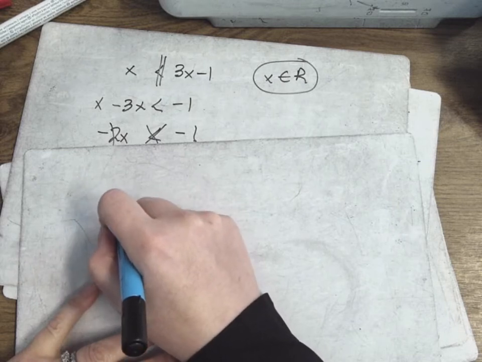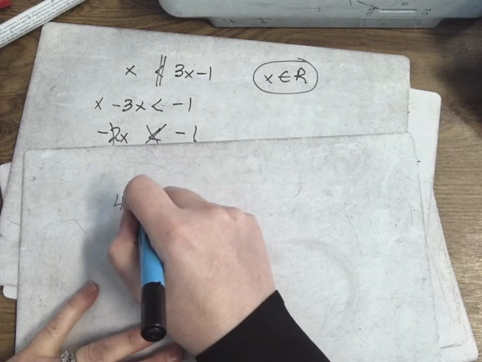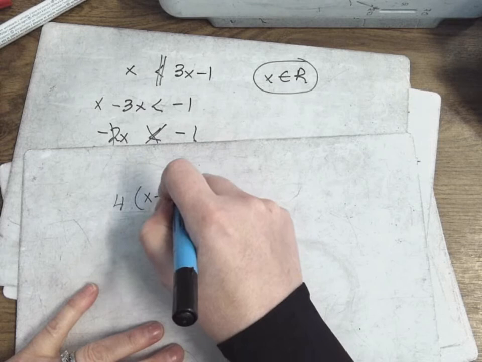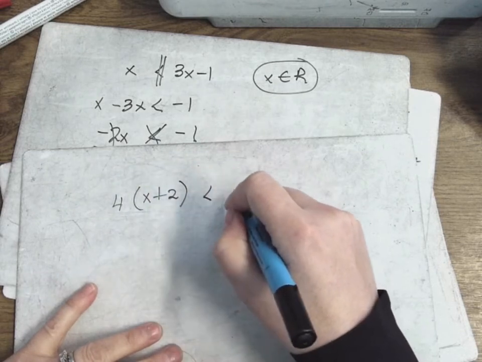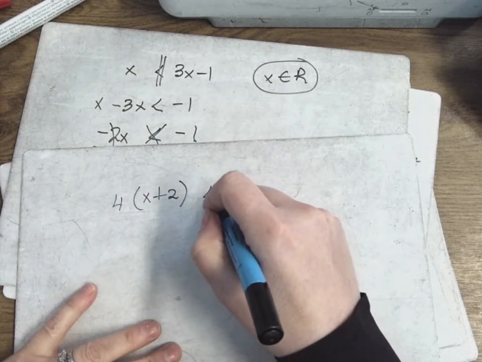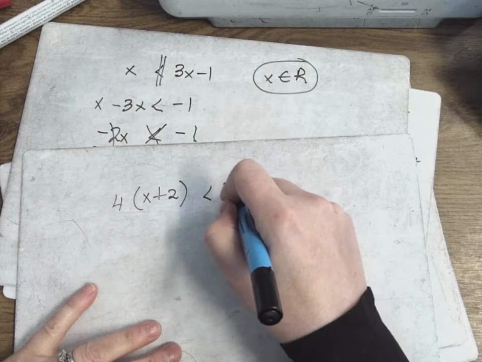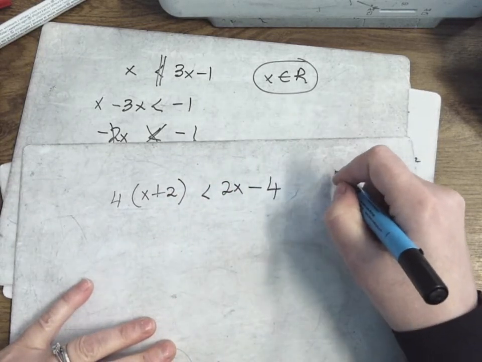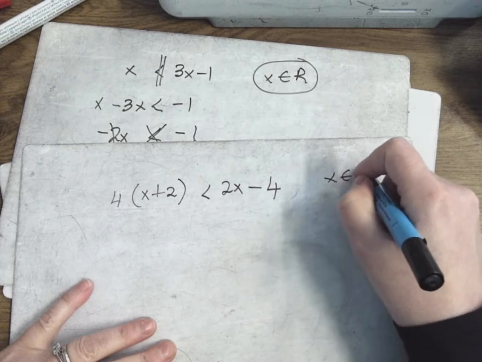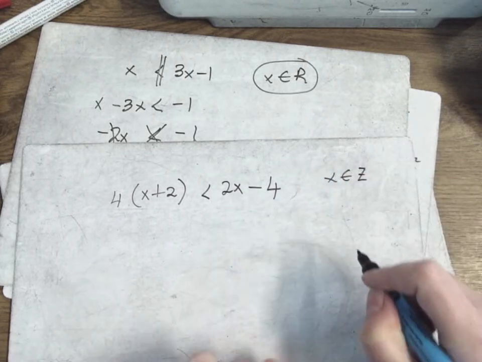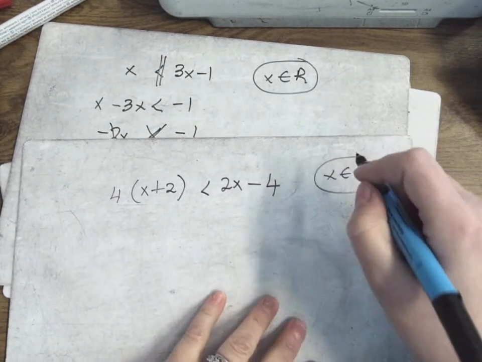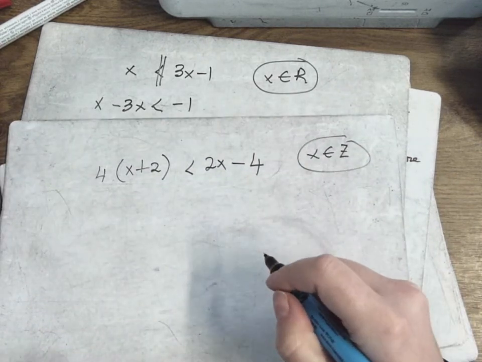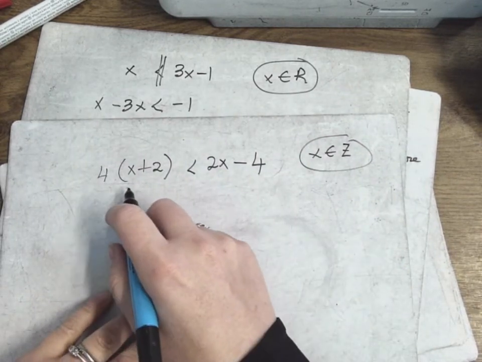Here, this will do. 4 times x plus 2 is less than 2x minus 4. Is that right? And we'll go x is an element of z. Okay? So this is for the end. What will I be drawing? Dots. Right? Okay? Right. So multiply out your brackets first.